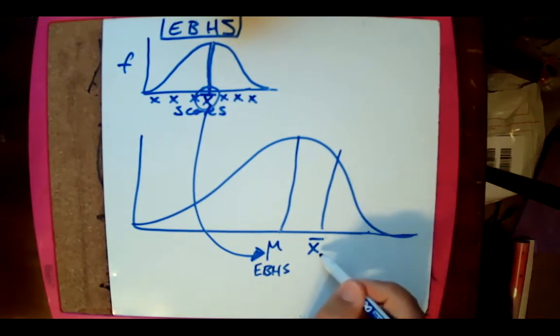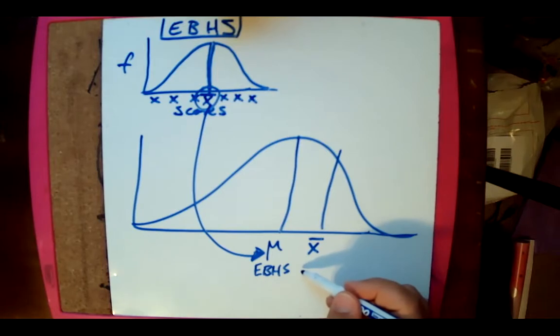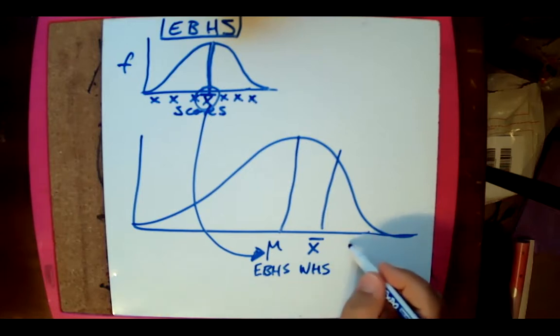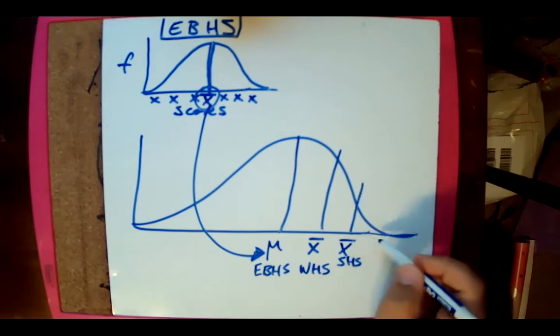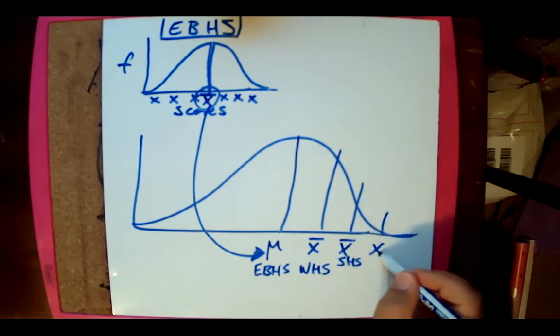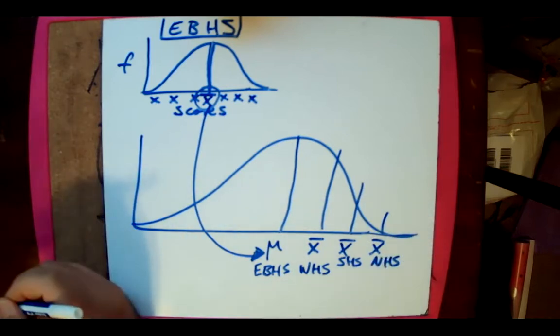But maybe this one comes from, let's do the directions. We got East, let's do West. So maybe this is West High. They performed a little better. And then maybe South performs a little better than West. I'm just making this up, by the way. I'm not trying to show any favoritism. I'm just going through the directions as they come to me. And then maybe North is further to the right.